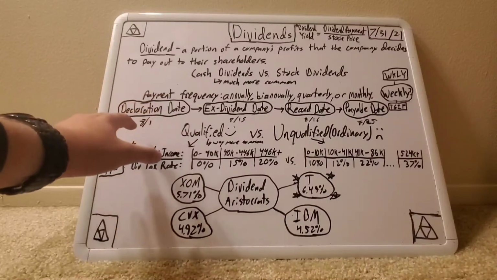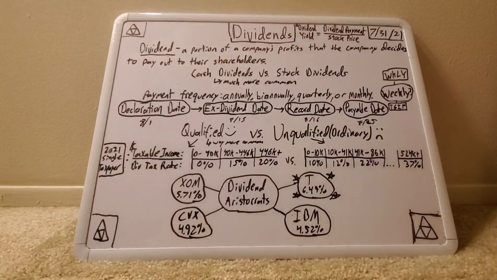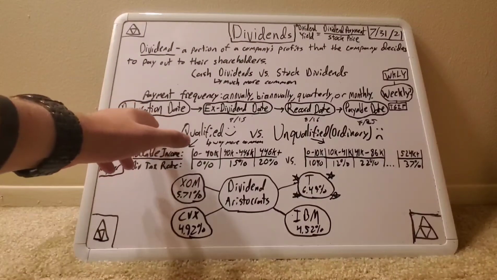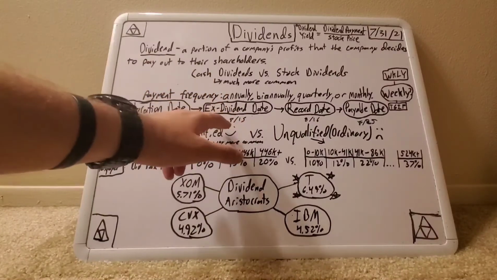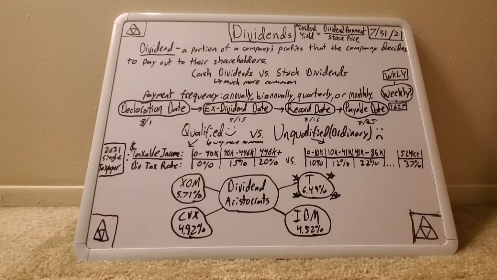So a brief example, these are arbitrary numbers, but for the declaration date, an example is August 1st. Since it's July 31st, I figured we'll just use next month as an example. So declaration date, August 1st, the company decides, let's say 50 cents per share is going to be their dividend. So moving on to the ex-dividend date, I had 8/15. So August 15th is the ex-dividend date.